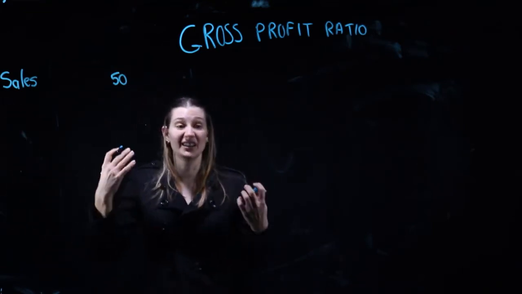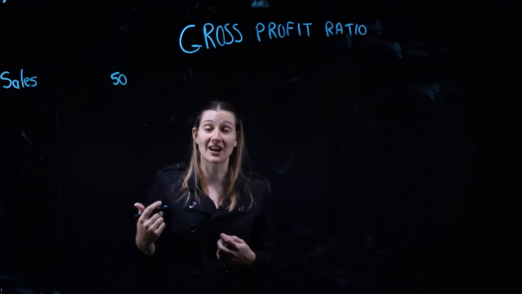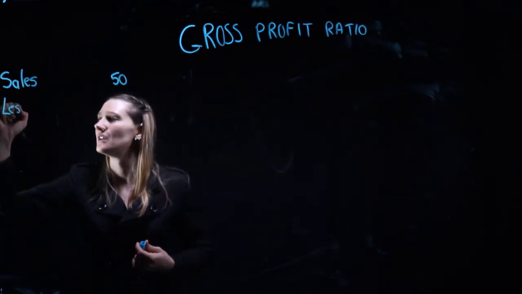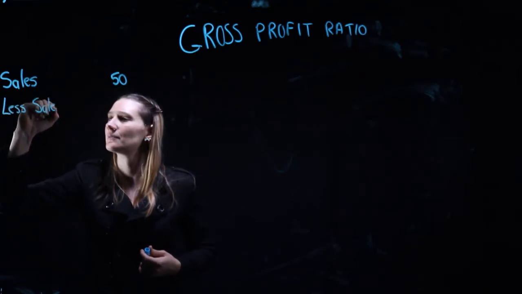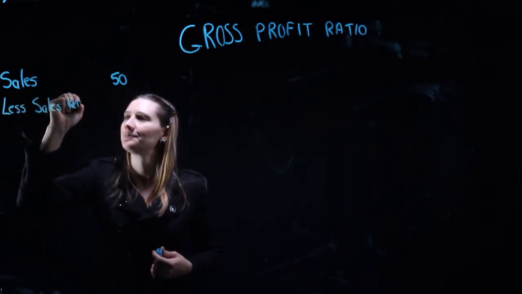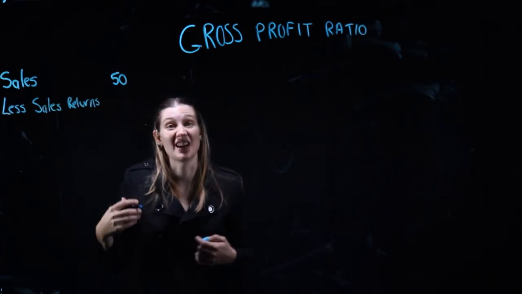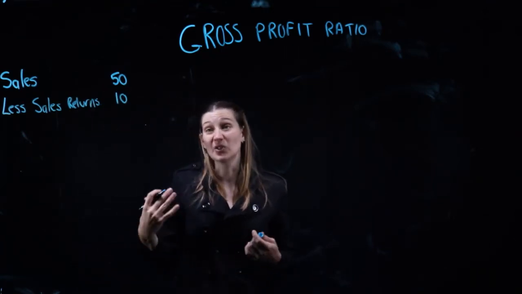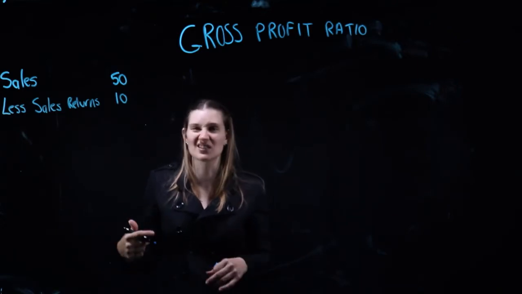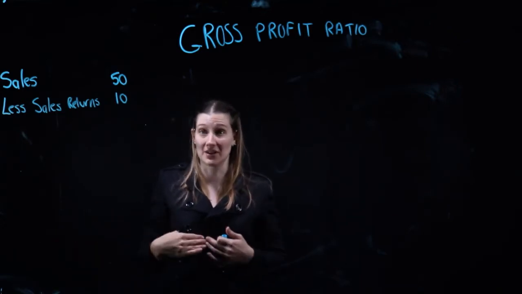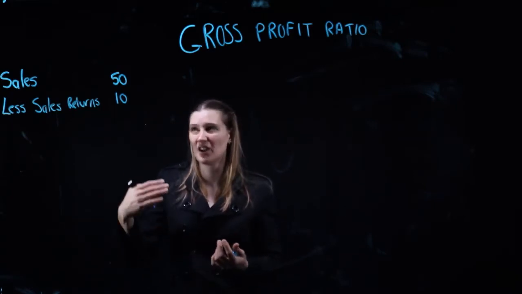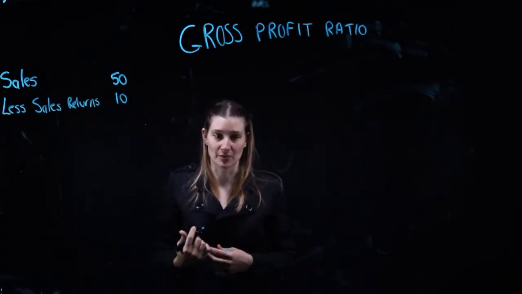Then, in the statement of profit or loss, I would now take off any sales returns. So it's going to be less sales returns. Let's say that they were $10. Let's say $10 were returned to me. This means something was faulty with the ice cream. I've given it to customers, there's something wrong with it. Maybe the ice cream just tasted a little bit off, and as a result, they've returned the product to me.